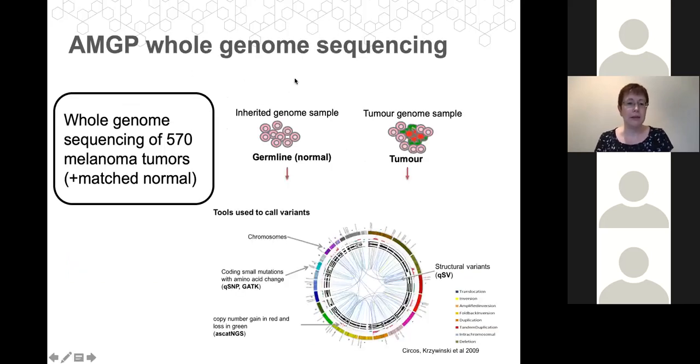The work I'll be talking about today is from towards the end of this project and looks at the whole genome sequencing of 570 melanoma tumours. We also sequenced the matched normal for each patient so we can identify both germline and somatic mutations within the tumour. And as we're doing whole genome sequencing, we can call the whole range of variants, from the small coding mutations, which are shown in this circos plot here, with the coding mutations listed in the text around the outside. We can also look at copy number gains and deletions, shown here in red and green, as well as structural variations, which are shown here as the lines.